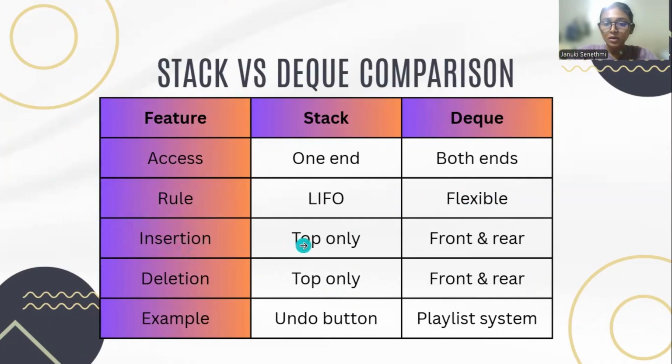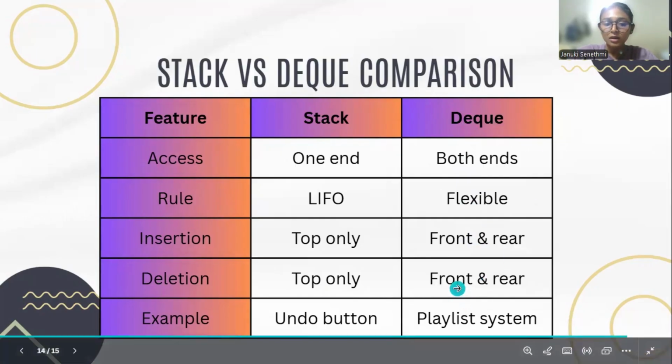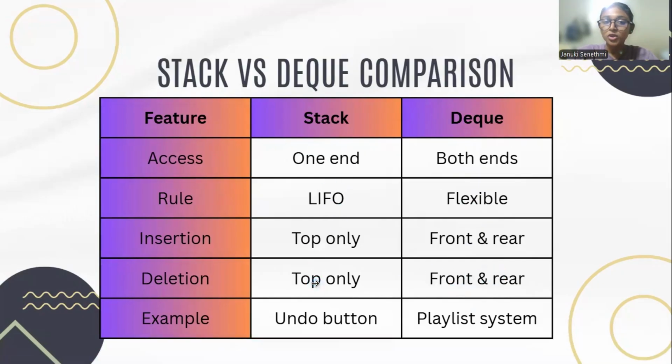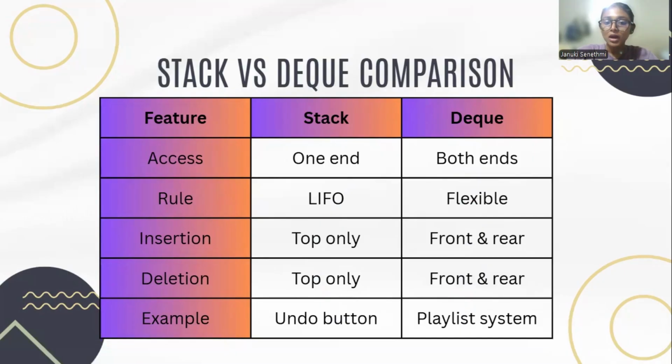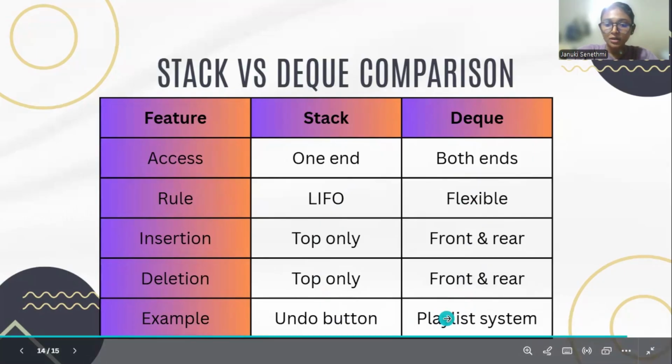Insertion in the stack, we can only add from the top, but in the deque we can insert from the front and the rear. Also, in the deque we can delete from the front and the rear, whereas in the stack we can delete only from the top. For example, a stack is the undo button. We undo the last thing we did first. As for a deque, a playlist is an example.